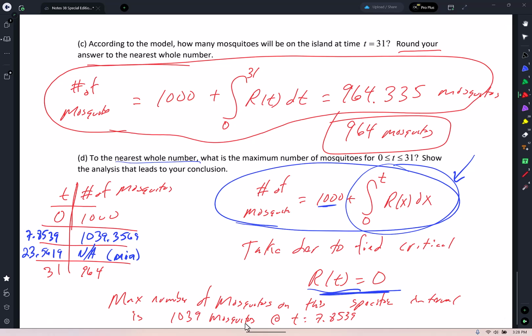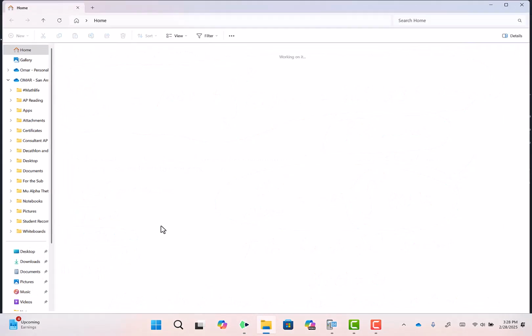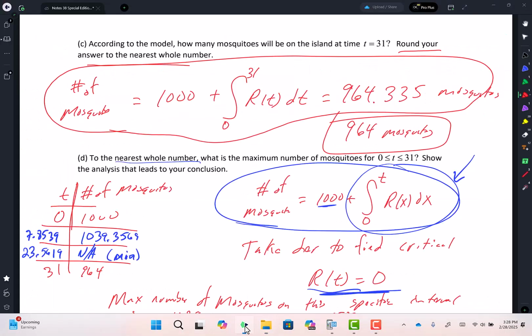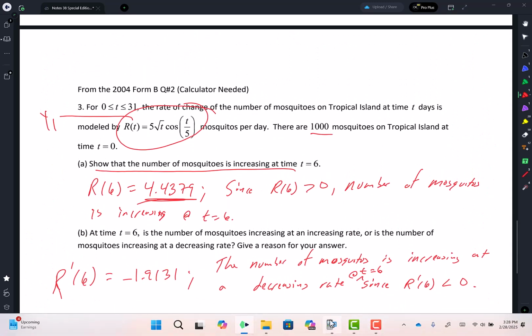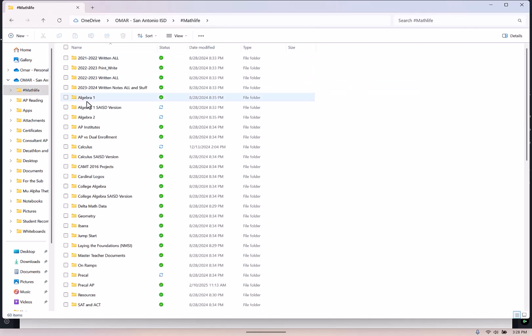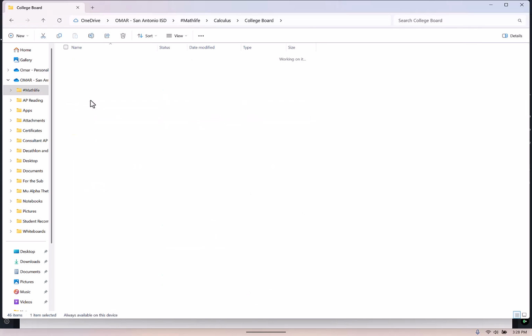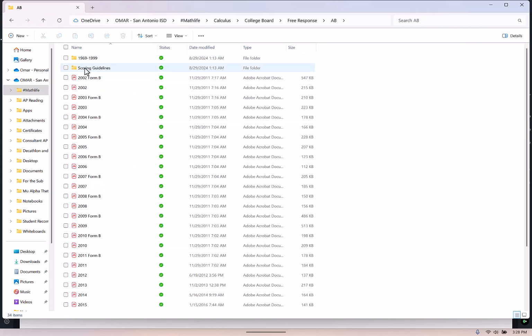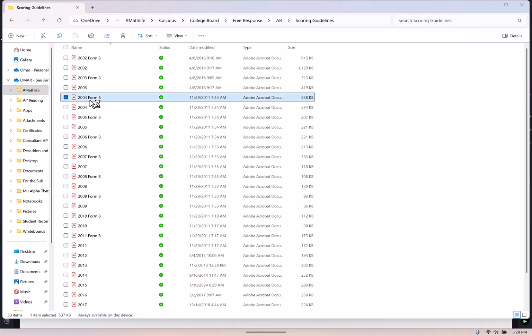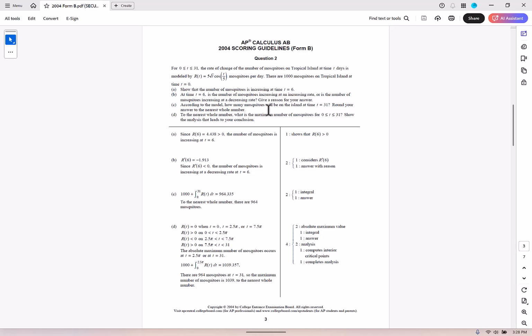All right, let's look at this rubric and we'll call it a day. Let's see. 2000. What year was that? 2004. 4B. Got it. Thank you, miss. 2004. All right, here it is. Let's see how we did. It's this one right here.